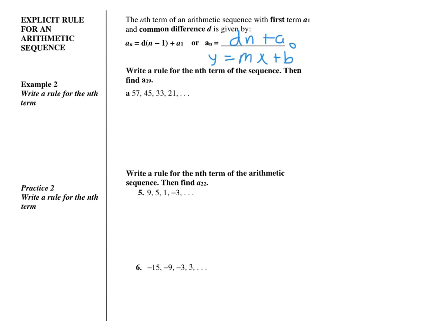All right, next up here, we'll go ahead and do number 5. So the first thing I want to track is what's the common difference here. So I see that this is consistent minus 4. So that'll be my common difference here, negative 4.